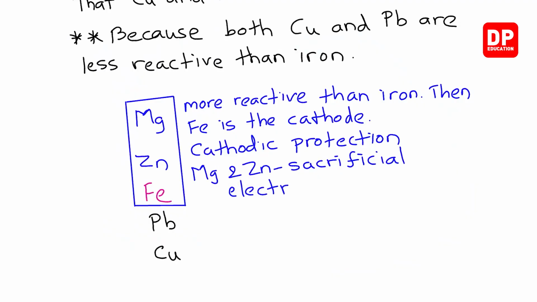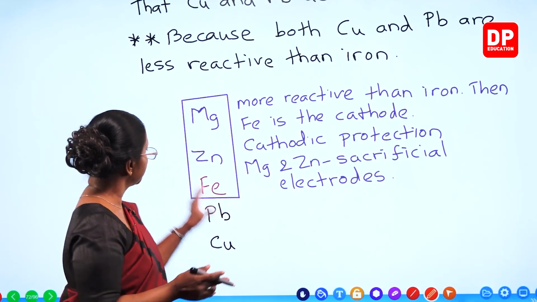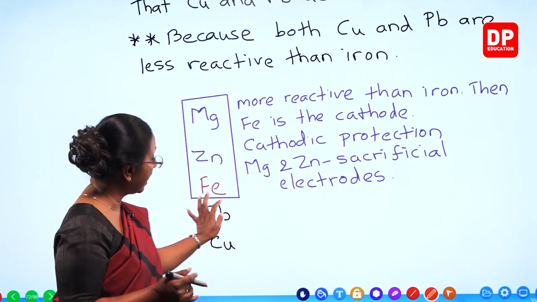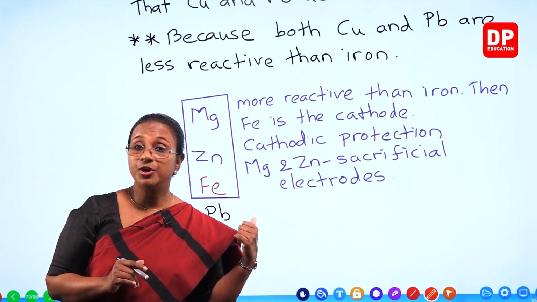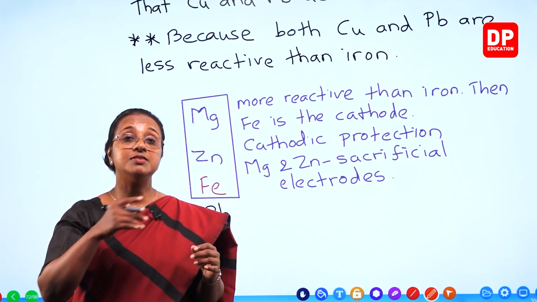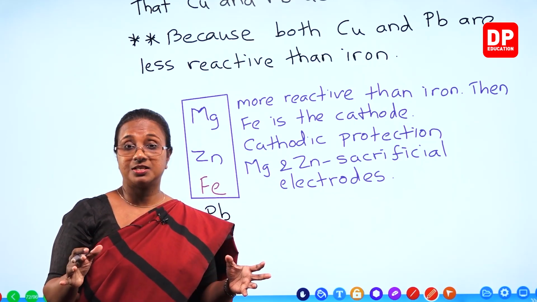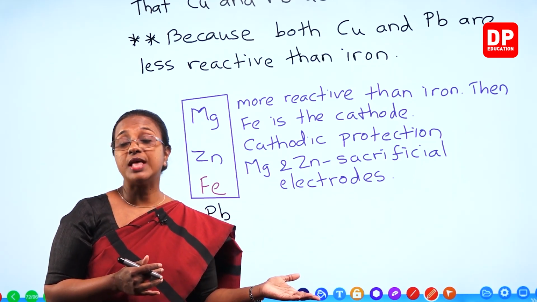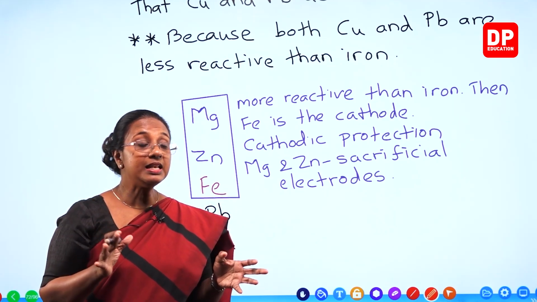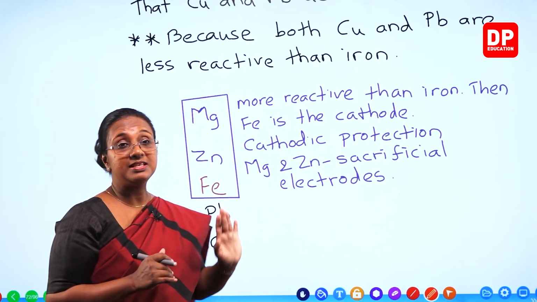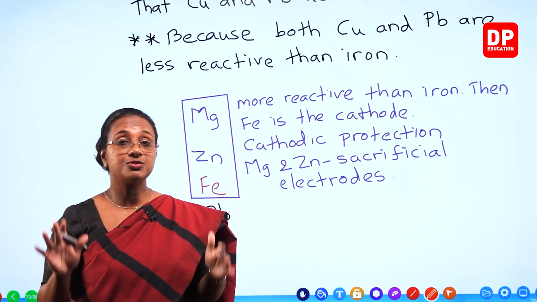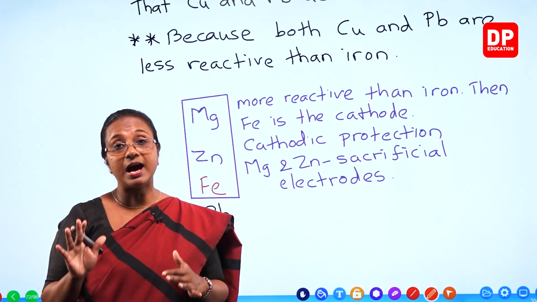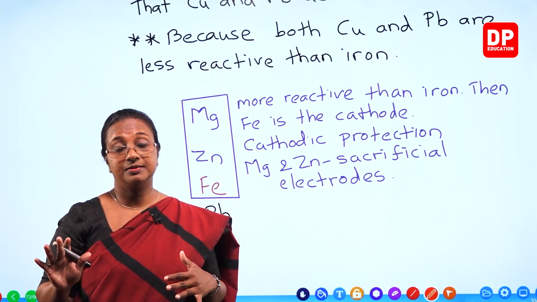So this is like a summary, students. It's important for you all to remember this. If you coat iron with zinc or magnesium, as I told you earlier, even if the coating gets scratched and iron is exposed to the atmosphere, still magnesium and zinc will get oxidized. Iron will act as the cathode. Therefore, the iron will be protected.